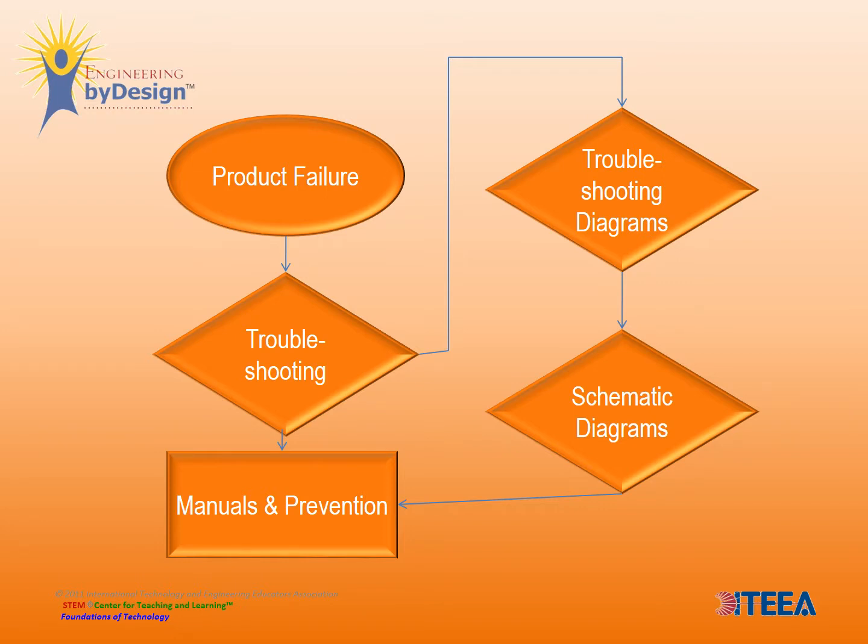When you see a diamond like that, that's usually a decision point. Your troubleshooting diagrams may say, try this, try that. This is like when your cell phone is hung or when your PC is hung. You have troubleshooting steps that you should take.